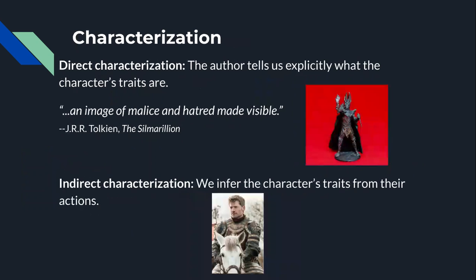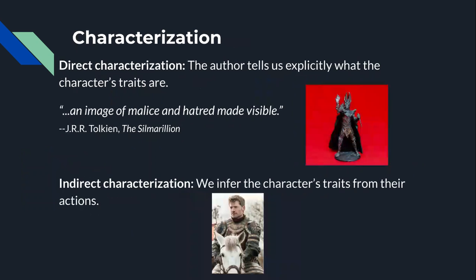And I have an example from Tolkien's world, in this case the Silmarillion, describing Sauron and just basically telling us that he's evil. He's an image of malice and hatred made visible. We're just supposed to know that he's evil, right? And when you think about any of the Tolkien worlds and Lord of the Rings, especially when it comes to Sauron, we don't get much of his point of view or what his motivations are. We're just told that he's evil and we just accept it. That's direct characterization.